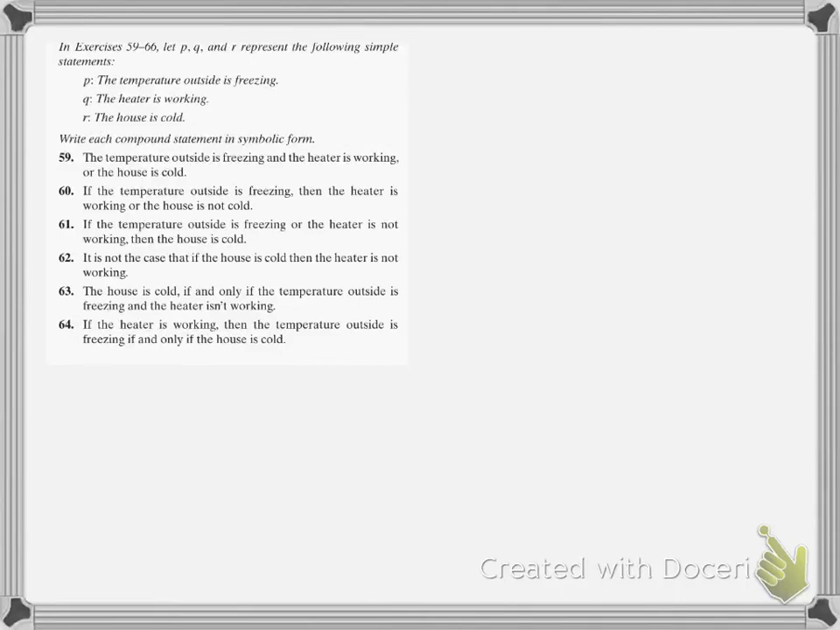Okay, now we do it with 3 statements. We've got this statement, we've got this statement, and that statement, okay? So now we need to use all 3. Let's look at 60. So if the temperature outside is freezing, then the heater is working or the house is not cold. So this is an if then, so I'm going to have an arrow. Let's just do this on the fly. If the temperature outside is freezing, well, that's just P, isn't it?